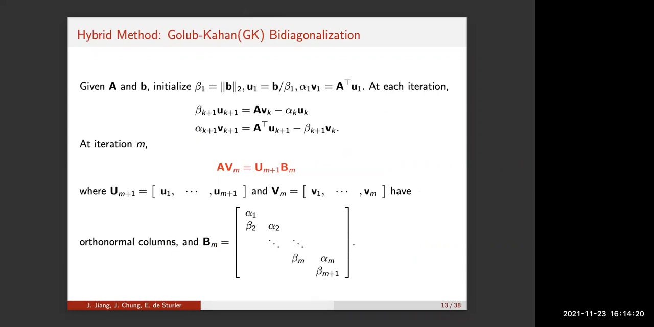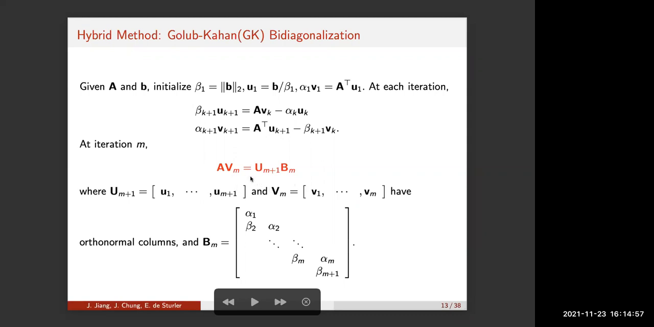So the idea of the hybrid method is we use some Golub-Kahn bidiagonalization to project the original large size inverse problem onto a small size projected problem. So given the forward model A and the observation B, we use the initialization using the observation like this. And then at each iteration, we only do the matrix vector multiplication to get the U and V. So at the iteration M, we can get this important equation.